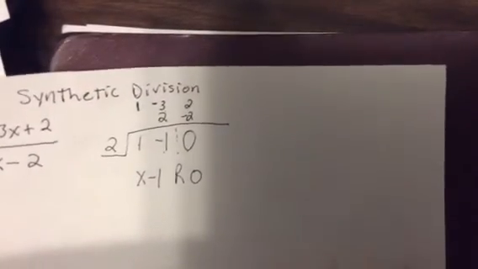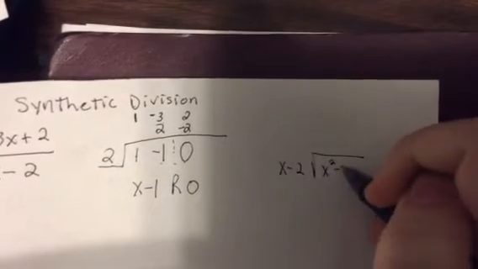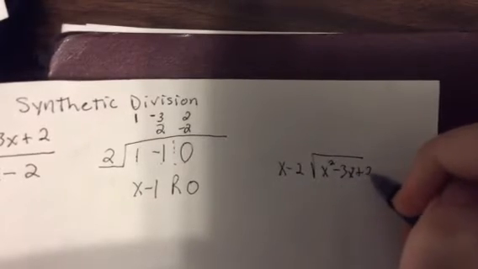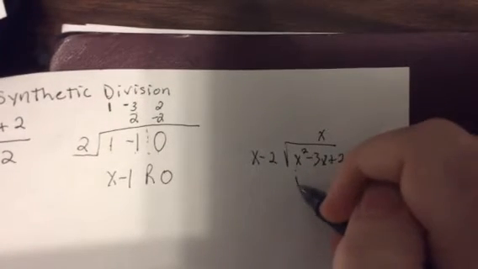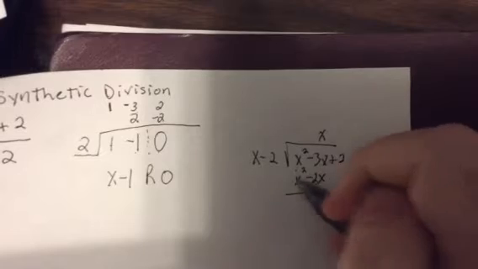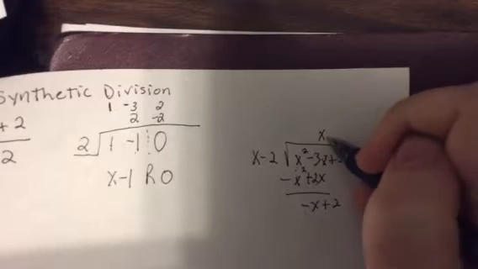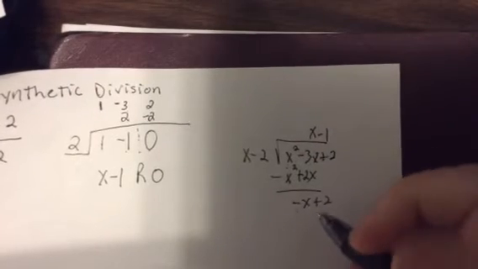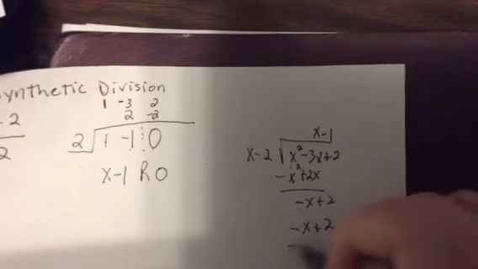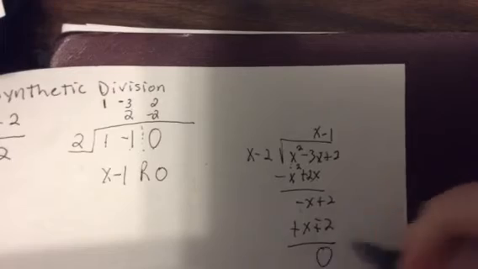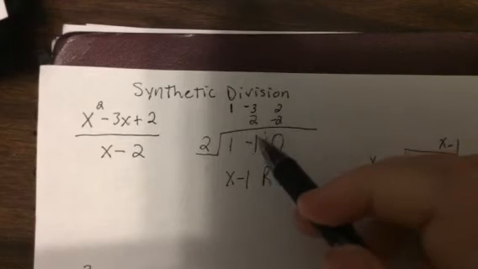So let me show you real quick here. X minus 2 divides into x squared minus 3x plus 2. So x times x is x squared. Minus 2x, subtract. So minus x plus 2, so you'd say minus 1. Hey, this is a root for long division too. Then switch the signs and add. Remainder 0. But this is just so much easier because you're just dealing with the coefficients.